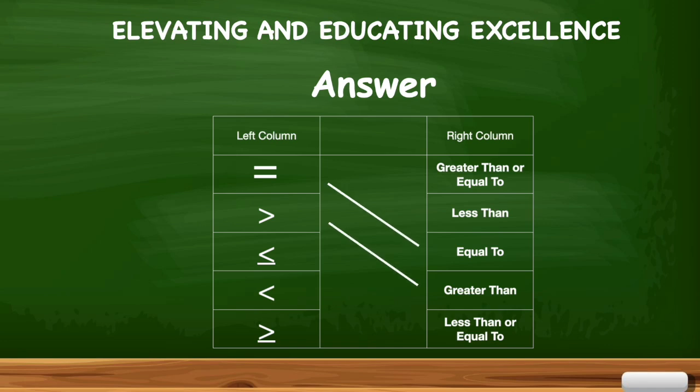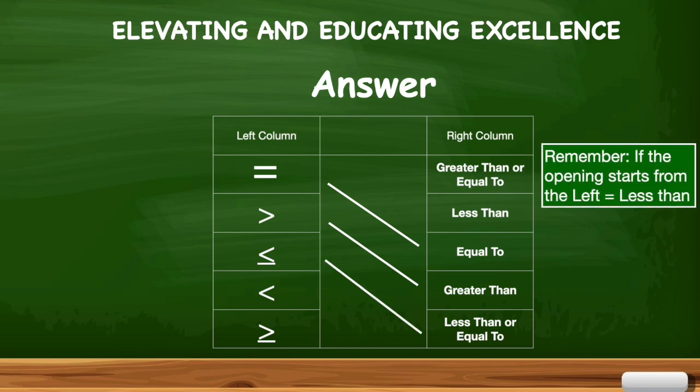The third row represents less than. If the opening starts from the left side, it means less than. So the point starts from the left side and it opens up towards the right side. So hopefully that helps. And because the fourth row is the point is starting from the left side and opening out towards the right side, we know that that's going to just be less than because there's no line underneath.